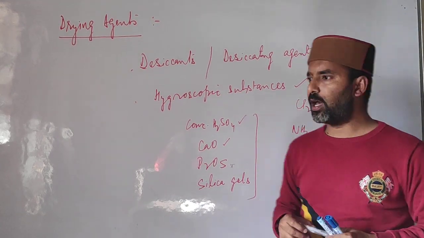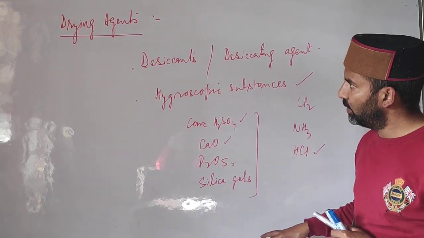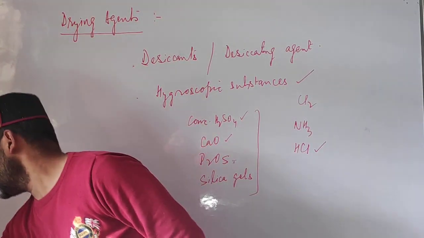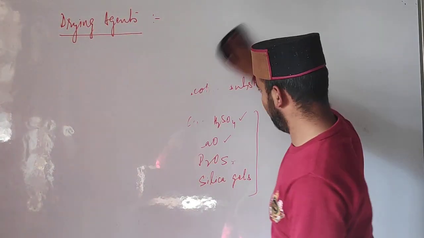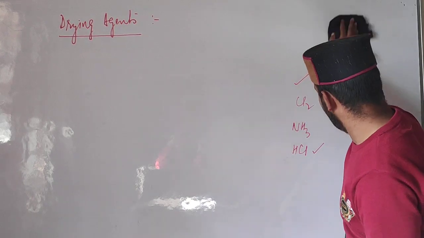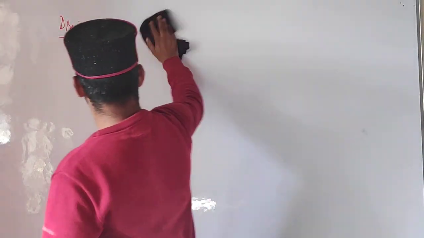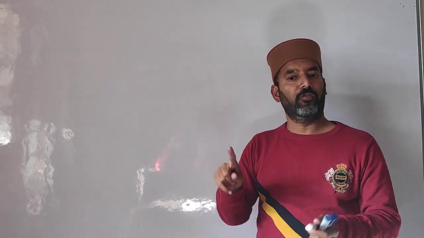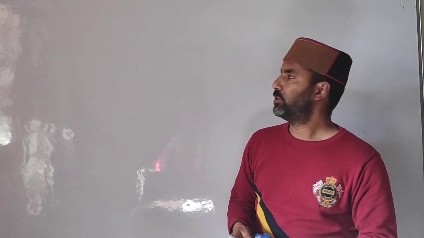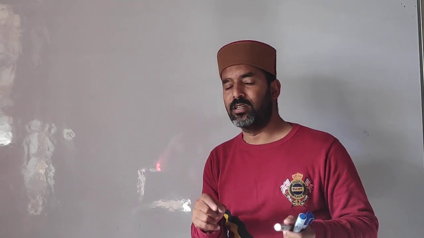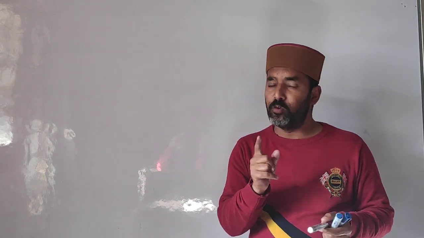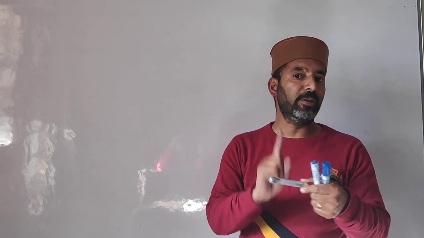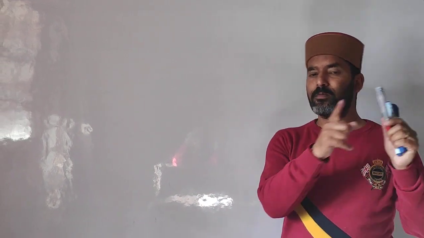Now students, we'll discuss dehydrating agents. What are dehydrating agents? Dehydrating agents are those substances which remove either the water of crystallization from hydrated salts, or they remove chemically combined elements of water from other substances. So dehydrating agents also remove water, but which water? They remove the chemically combined elements of water, or they remove water of crystallization from other compounds.